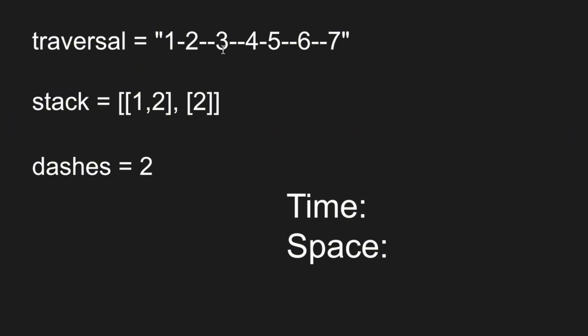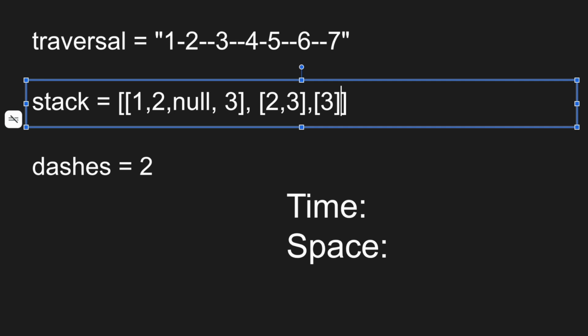And now the number is 3. It has 2 dashes before. So the number of elements in the stack is still not greater, so no need to pop yet. And if we look at 2, 2 does not have a left, so we add it to the left. And by the way, at the very end of the traversal, we would return the first element in the stack. Now we will add 3, append 3.